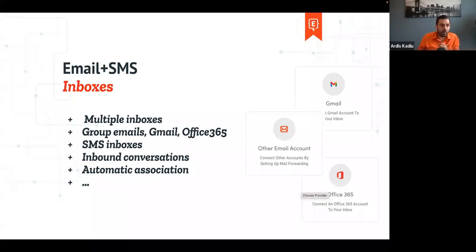So what we've done is that you can now use group emails. For example, if you use Google Groups to have your distribution list, you can use that to forward one to Element. You can attach your personal or Gmail account and your Office 365 account to Element as well, and we will bring in those messages automatically.